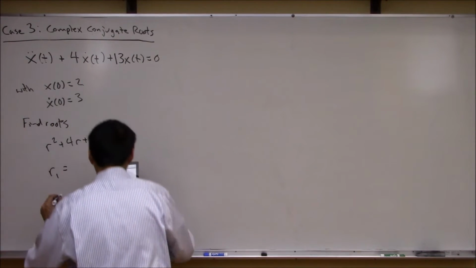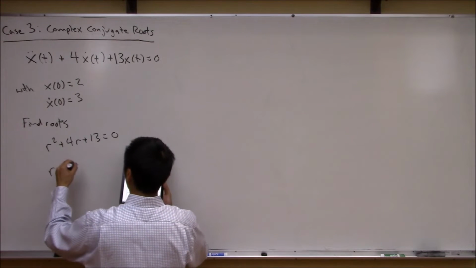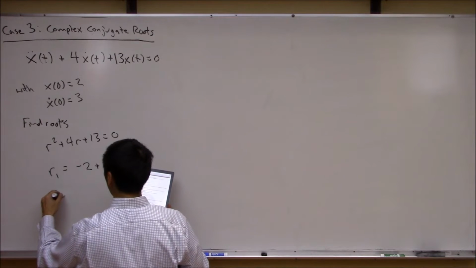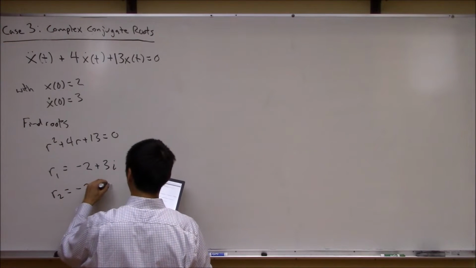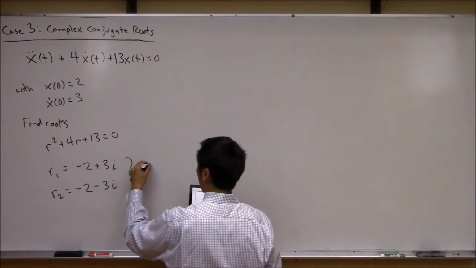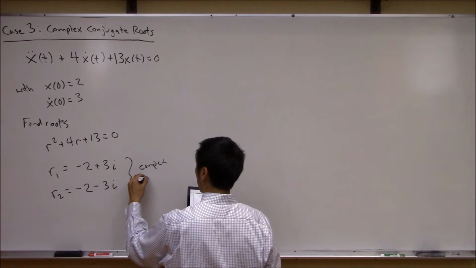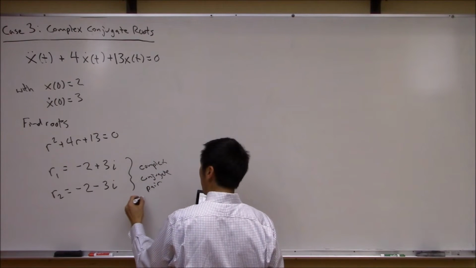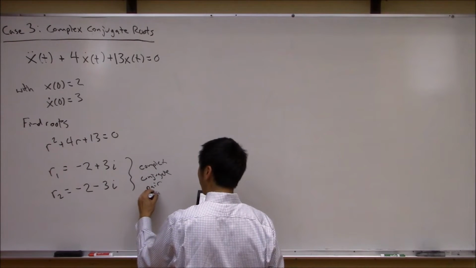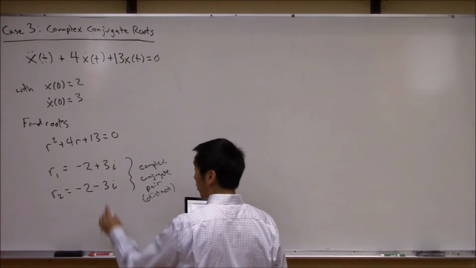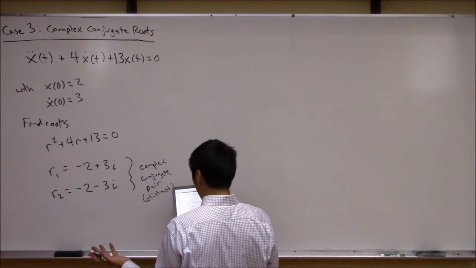So r1 is going to be at negative 2 plus 3i, and r2 is going to be at negative 2 minus 3i. So we see in this case, we have a complex conjugate pair. And let's put in parentheses, they are distinct in the sense that they are not repeated. These are two different locations in the real-imaginary axis.